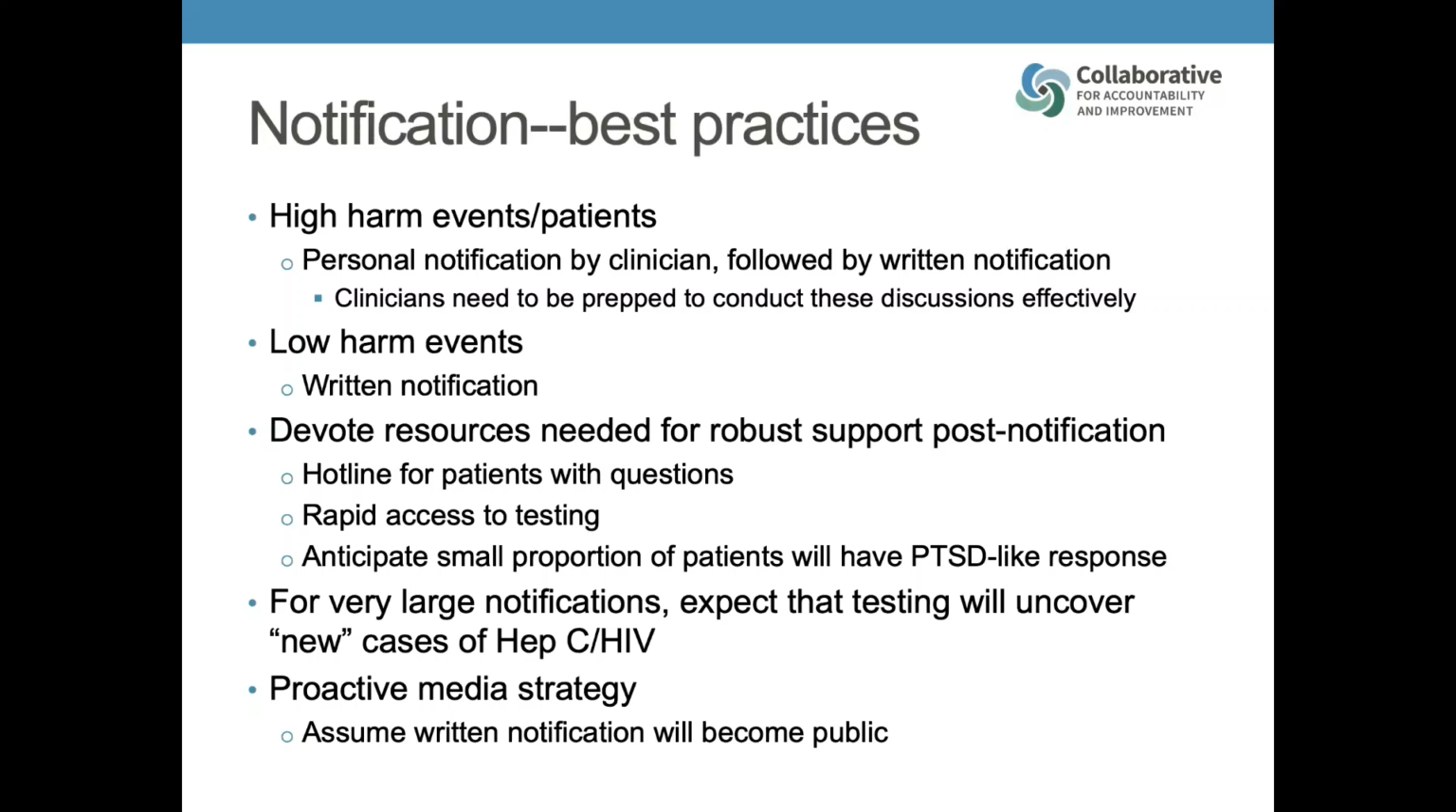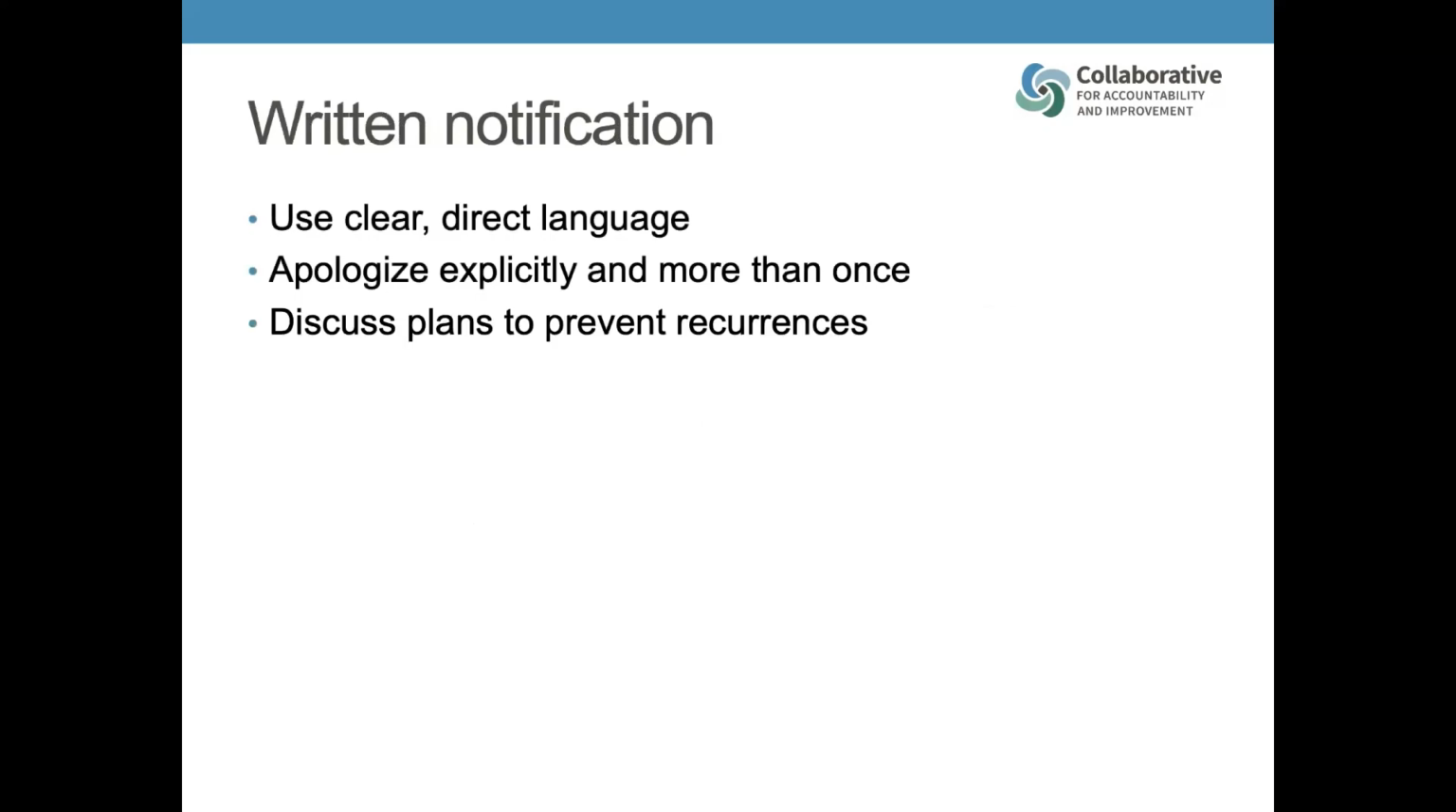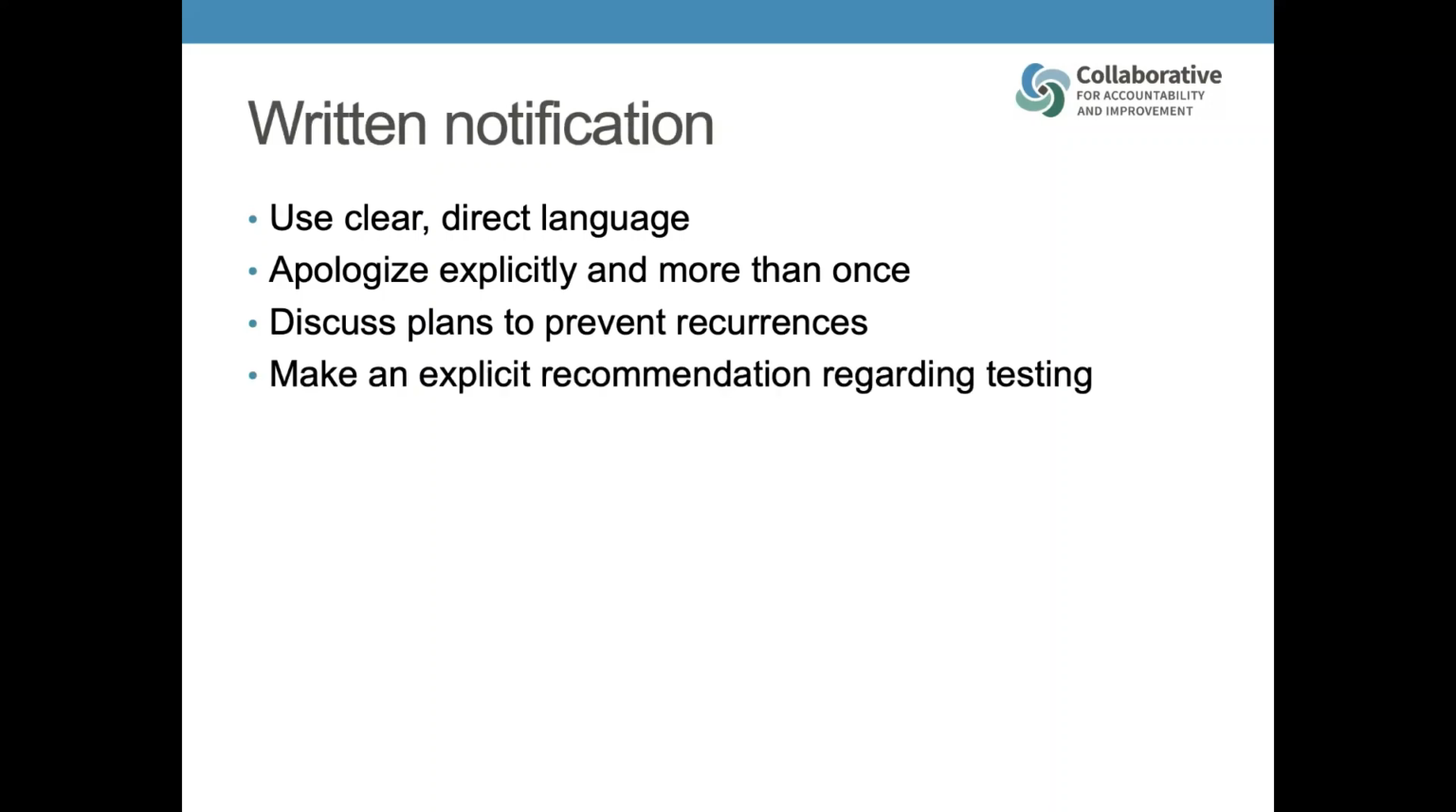And you need to, as part of that, assume that the written notification is going to be public and write it accordingly. We've already heard about the importance of clear and direct language. I think apologizing explicitly and more than once is helpful as part of this process. It is a balancing act to figure out how much information we are going to include in the letter, but I do think patients care about knowing some specifics, not all, but some specifics about what you are going to do to prevent recurrences.